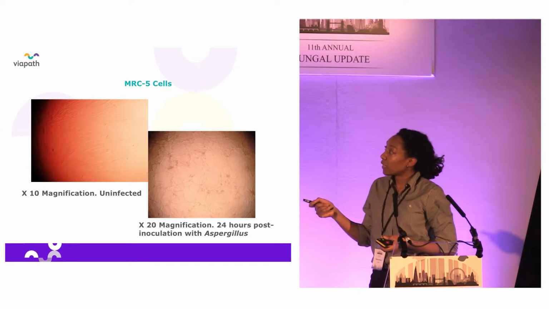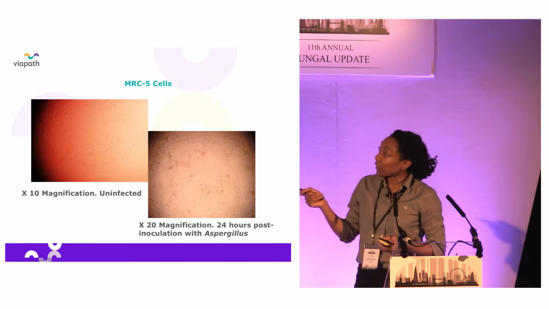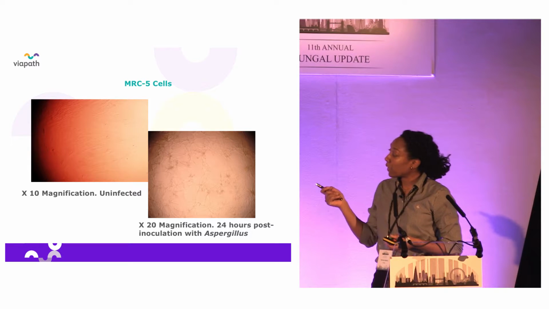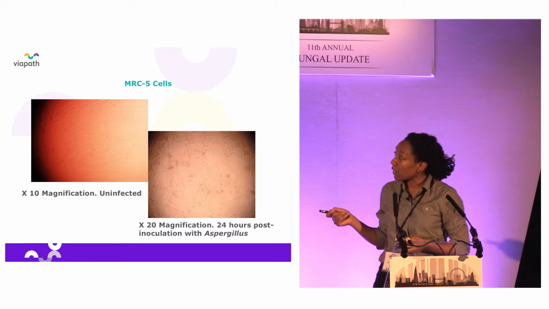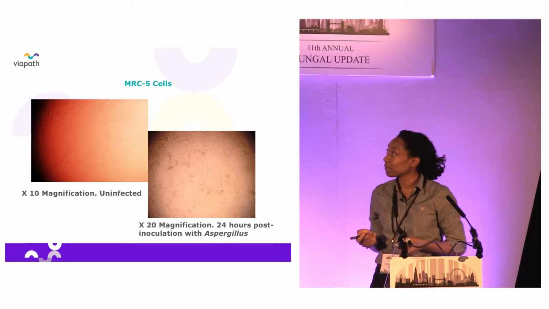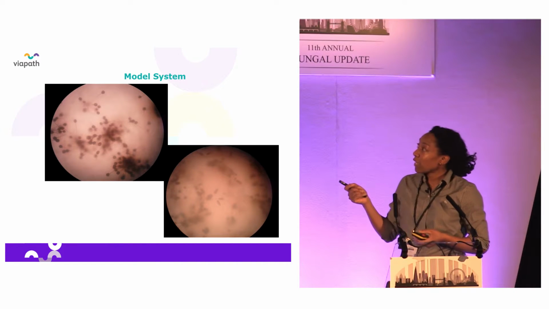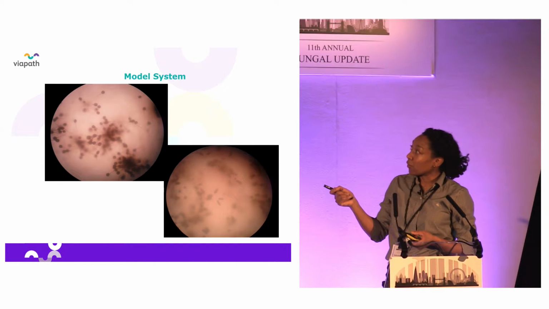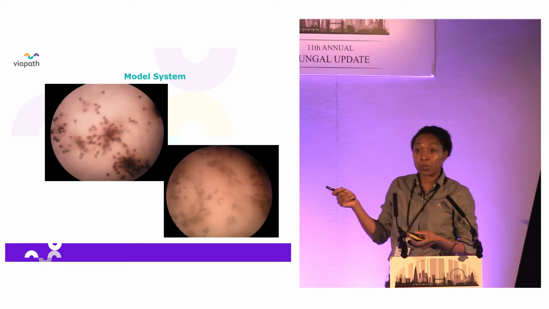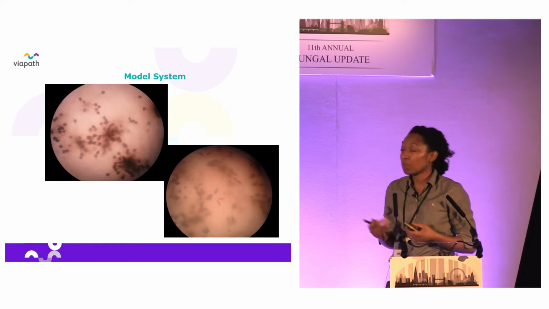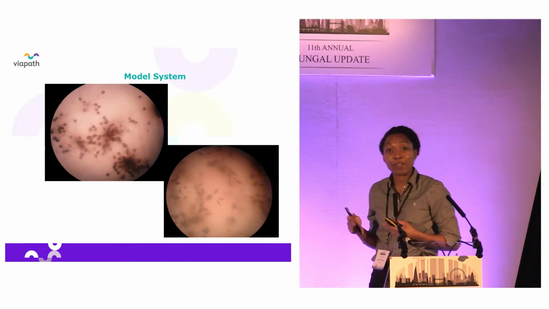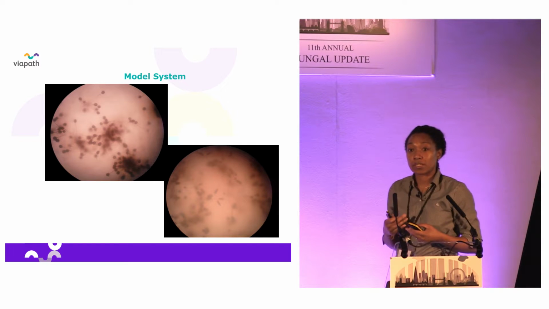This is an example of what the MRC5 cells look like when they're uninfected, and then when they've been infected with Aspergillus fumigatus at 24 hours. And as you can see, there is mycelium present already at 24 hours. The Aspergillus in media on its own formed bead-like spores compared to Aspergillus in cells, which had an elongated spore formation. So at a macroscopic level, one can already see that there is a difference in the development of Aspergillus in different environments.